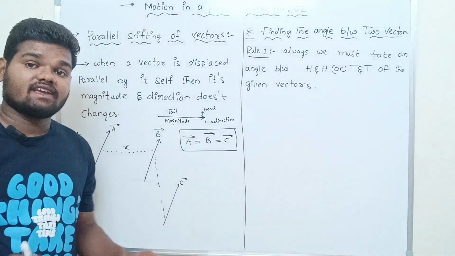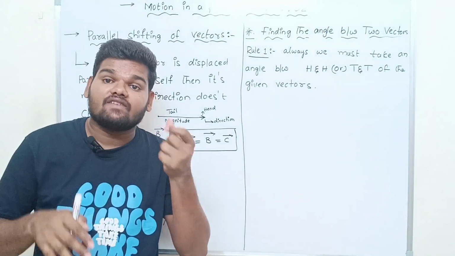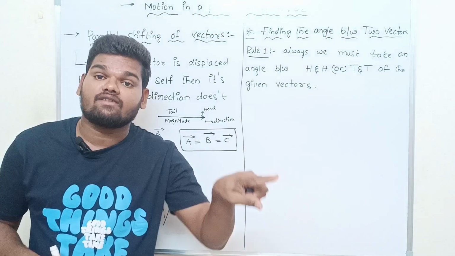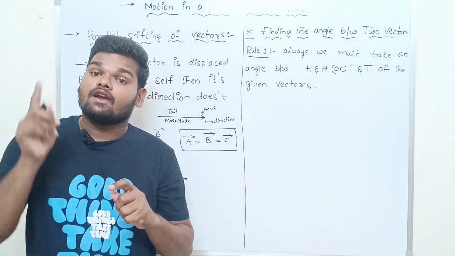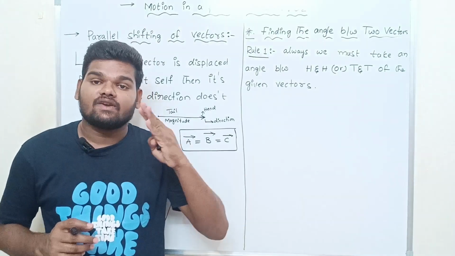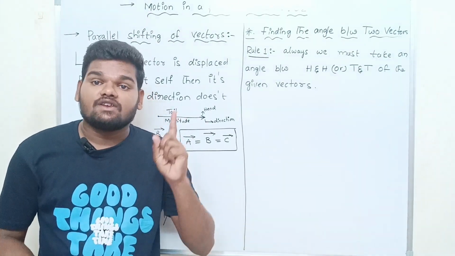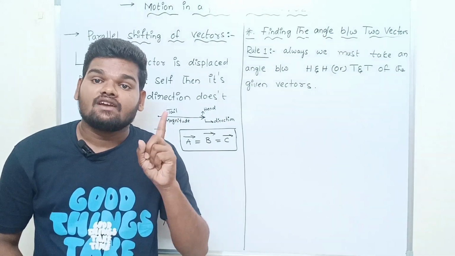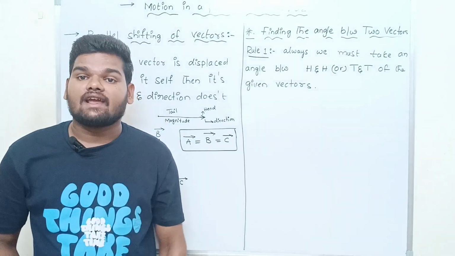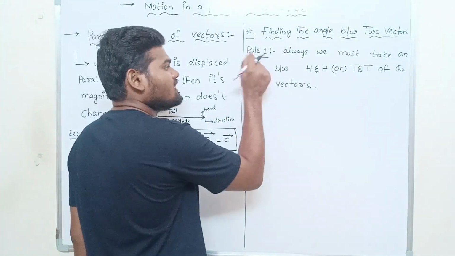So whenever you are taking the angle between two vectors, you must take the angle between two heads, head and head, or tail and tail. You never take the angle between head and tail, and you should not take the angle between tail and head. It is not a proper angle. Always you must consider the angle between two heads or two tails of the given vectors. Are you getting it? Right. This is rule number one.